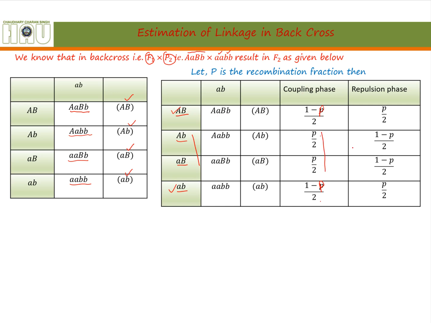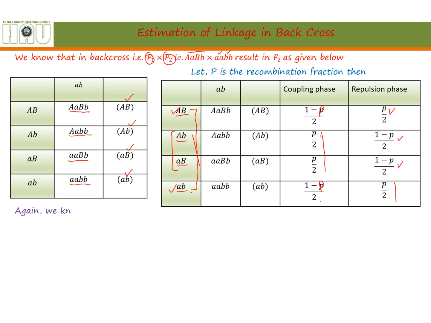In repulsion phase, it is opposite. It is p by 2, 1 minus p by 2, 1 minus p by 2, and p by 2. In repulsion phase, these two are of parental type and these two are of recombinant type. I have already explained these things.